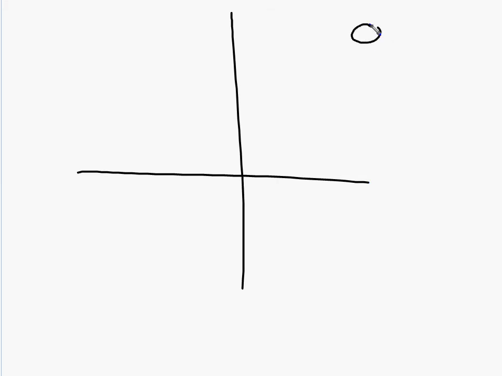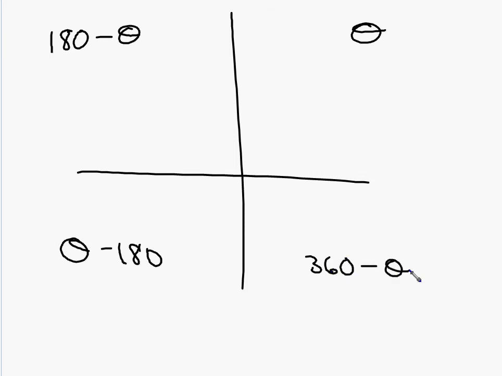Now, we probably should review how to find reference angles real quick. In the first quadrant, it's just the angle. In the second quadrant, it's 180 minus the angle. In the third quadrant, it's the angle minus 180. And then in the last quadrant, it's 360 minus the angle. One more example, just to make sure we're good on this.